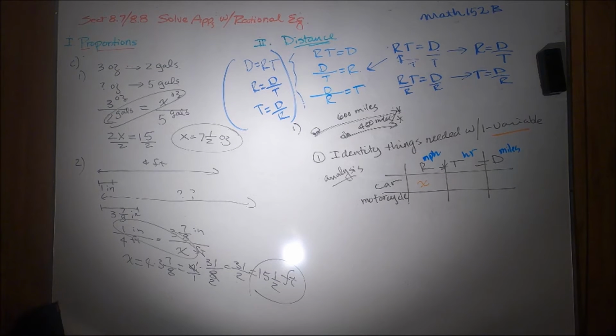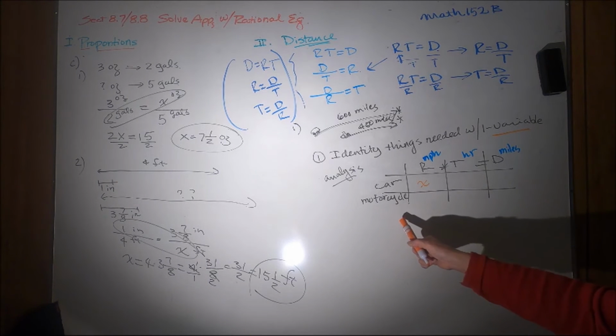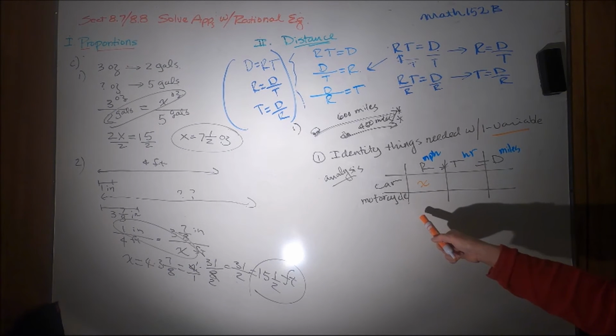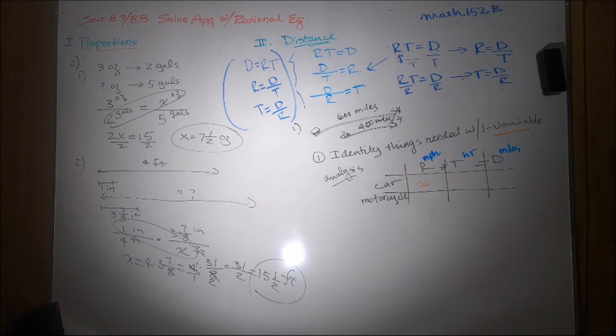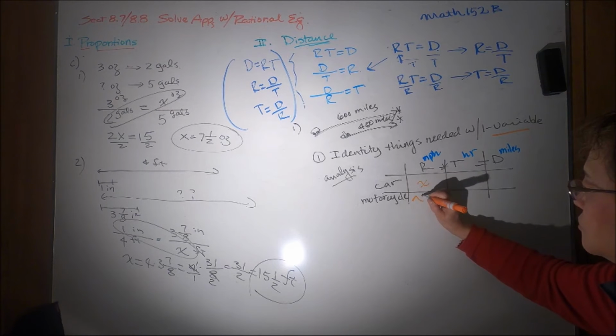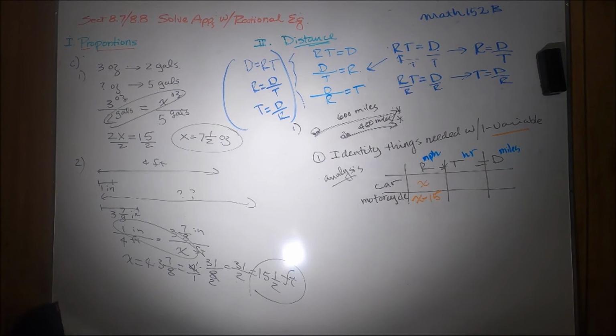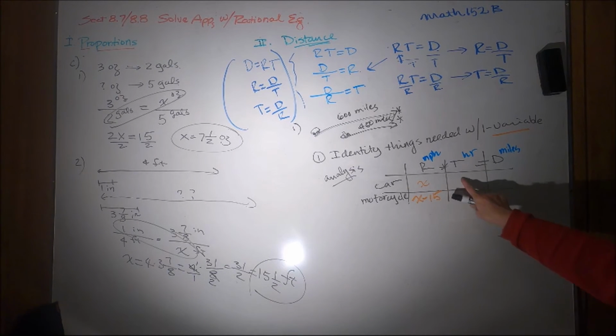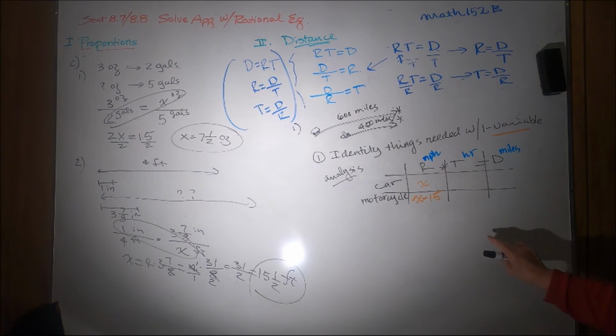One variable. But look at the question: the car's speed is 15 miles per hour more than the motorcycle's. So the motorcycle is slower than the car by 15 miles per hour. So the motorcycle would be X minus 15, right? And it says it takes the same time. We don't know that really, but we don't want to use Y. Okay, let's see what will happen.